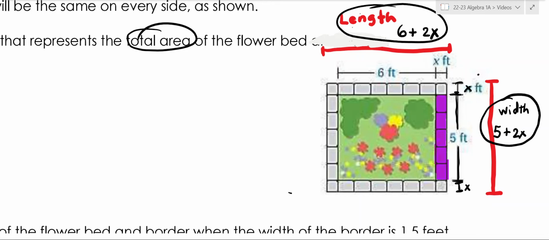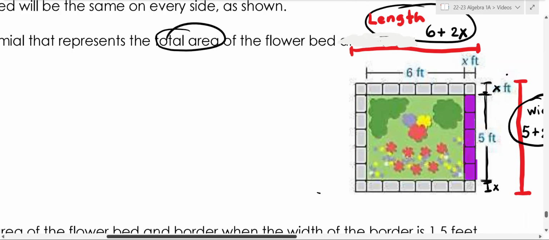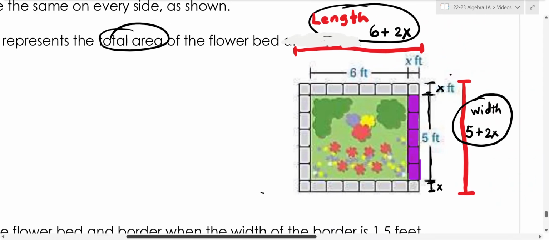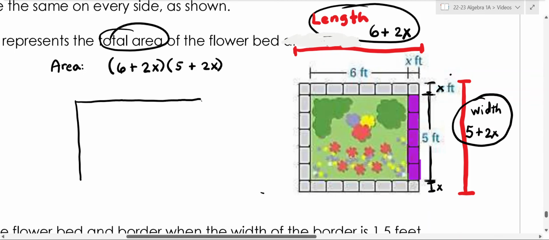And how do we find the area of this flower bed and border? We multiply. Area is length times width. So the area is going to be given by 6 plus 2x. Remember, it's a quantity. Times 5 plus 2x. Why aren't we adding? We're not adding because they want the area, and area means we multiply the length times the width. And how do we multiply polynomials? Well, the one method that we've been using in class is the area model.